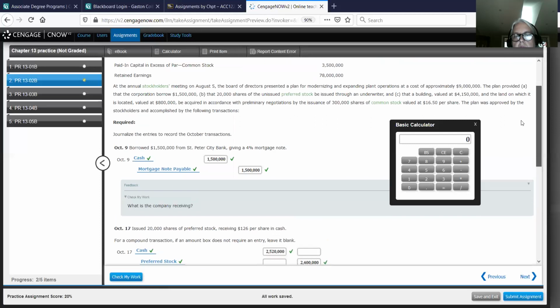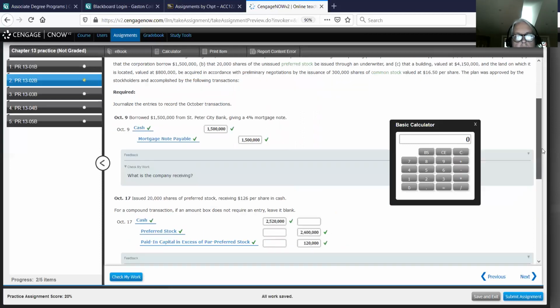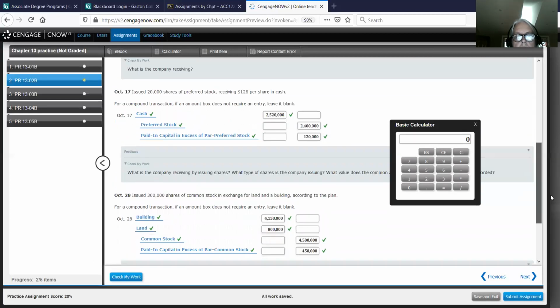So this is what we do in order to create this plan that our board of directors gave to us, because we want to expand our plant. We want to modernize it, and we thought it was going to cost us $9 million to do that. So this is the way that we were coming up with the way to modernize the operations for the company. And so these are the journal entries that you would have recorded.